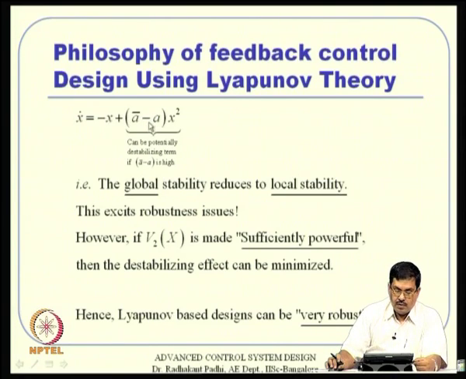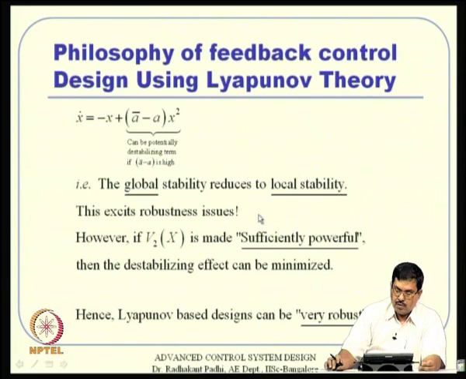Now, no matter what the inaccuracy is, because it is no more x dot equal to minus x, the global stability is gone, and we can only conclude local stability, because globally this is no more valid. One is a stabilizing term, the other is destabilizing. So obviously the global property is not there.